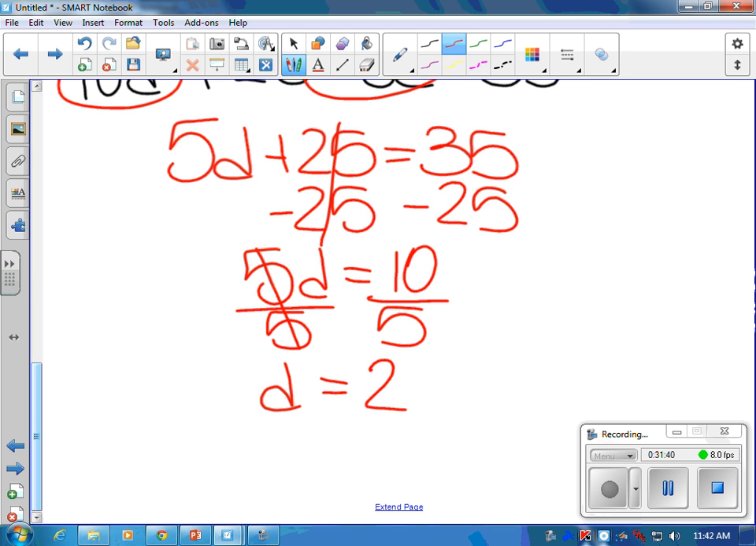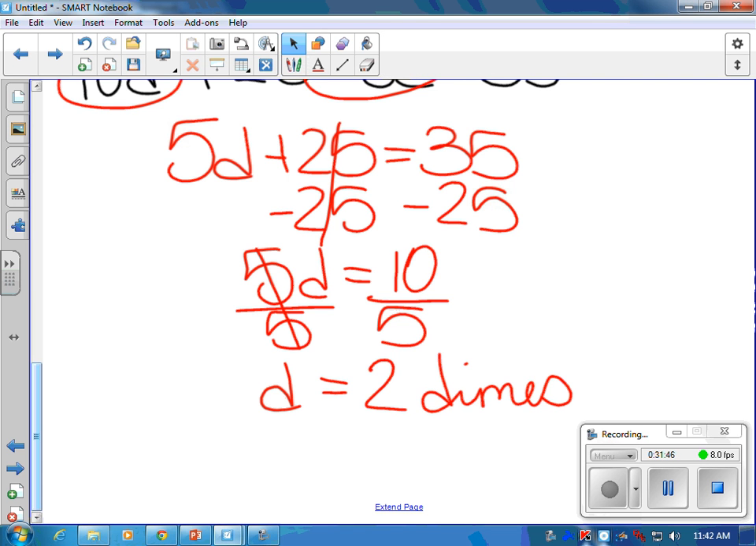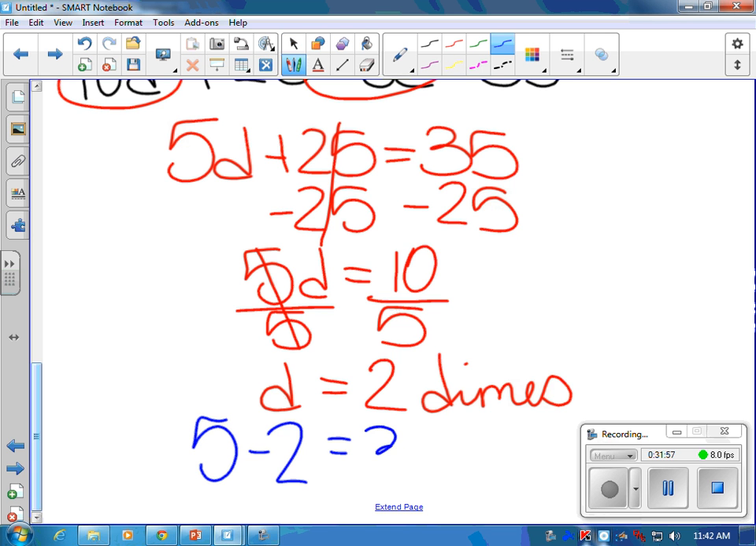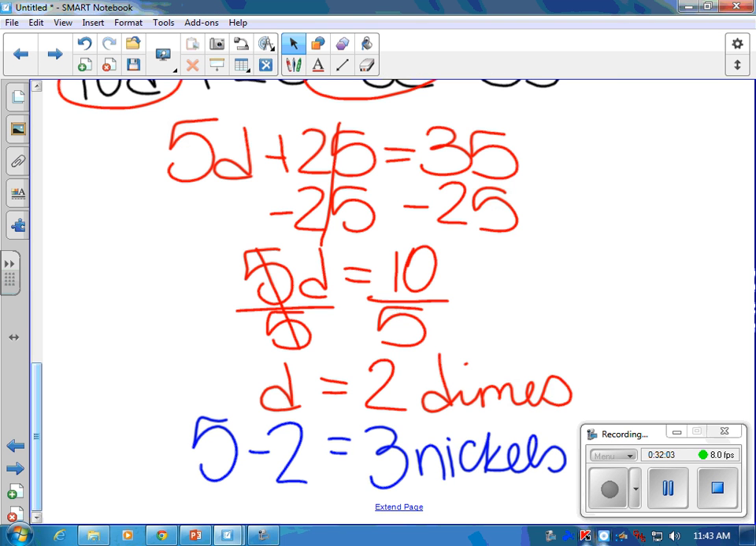And what are we talking about in this problem? 2 what? Dimes. So this problem doesn't ask, but I know that I have 2 dimes. Then how many nickels do I have? Zach? And where'd you get that from? So if I have 5 total coins and 2 dimes, I know I'm left with 3 nickels. So that would probably be an additional question that I would ask once you figured out the dimes. Now tell me from that, how many nickels do you have?